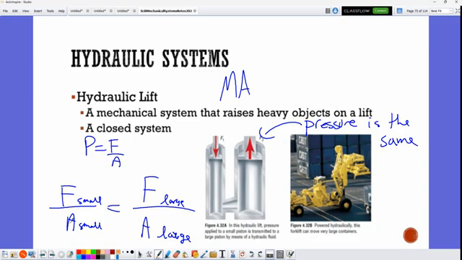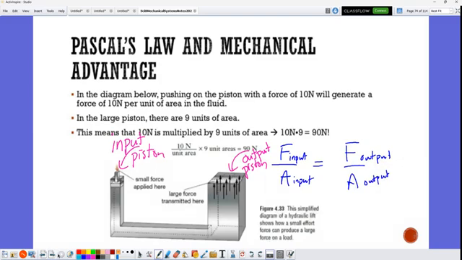This is the formula that governs that: force divided by area on the small side equals force divided by area on the large side. I'll show you in the calculation. There's the formula again. In this diagram, it's pushing with a force of 10 newtons, which generates 10 newtons per unit of area. In the larger piston, there are 9 units of area, so that 10 newtons is applied to 9, and you end up with a 90 newton advantage.